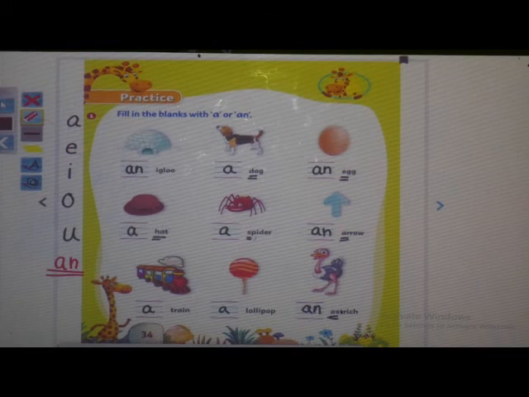Okay, children, have you completed this? So, children, I hope you have completed this practice page. Today we have learned the articles a and an. In that, one practice sheet we have solved. In the next session, we are going to solve one more practice sheet. Till then, you just practice these articles a and an.